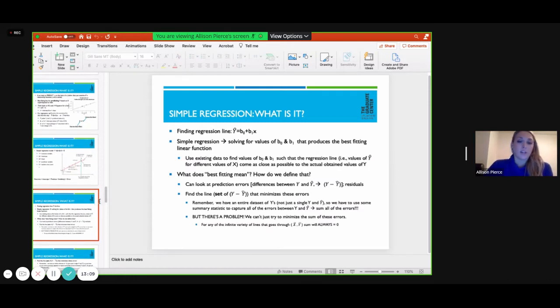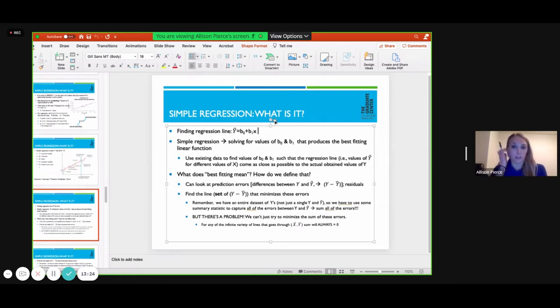All right, so our goal is to find this regression line. If we have data points, we want to find the line that best fits our data, right? With simple regression, we're just going to solve for our intercept and our slope, whatever values produce the best fitting linear function. We will use the data that we already have to fit that line.